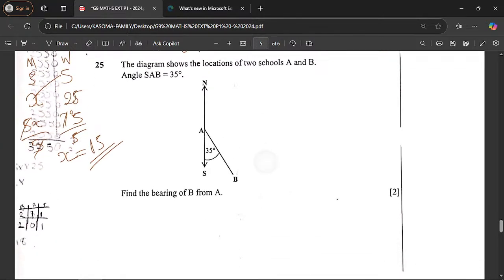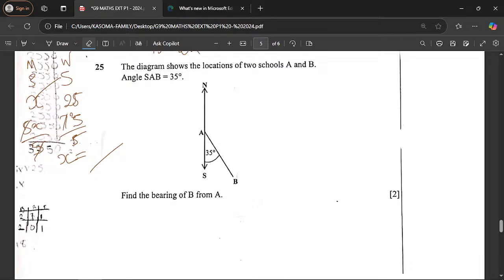We come to this question here. The diagram shows the location of two schools A and B. Angle SAB is equal to 35 degrees. Find the bearing of B from A.